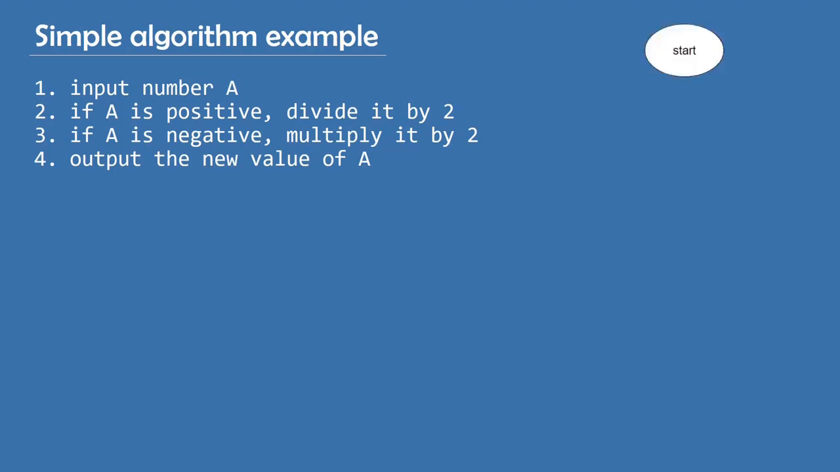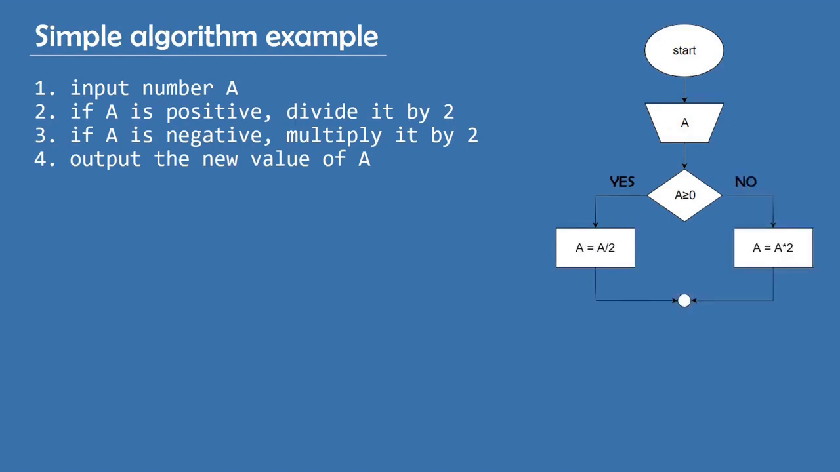Well, it's simple. First, you want to input the number A. Then you have a condition where you ask if A is positive, or in other words, greater or equal to 0. If that's the case, you divide the number A by 2. If that's not the case, A is negative and you want to multiply it by 2. Finally, you want to output the result, or the new value of the number A.